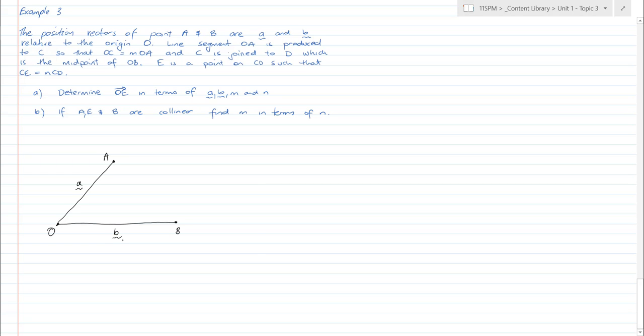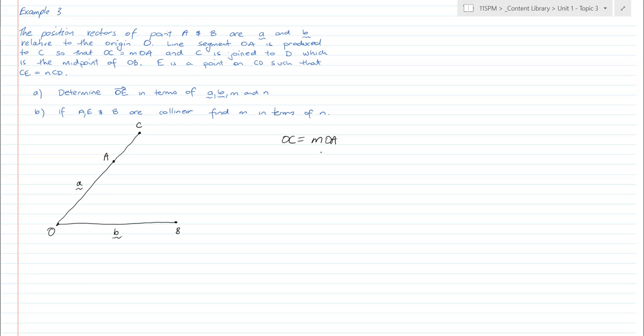Line segment OA is produced to C so that OC equals M OA. So I'm going to put C here. So when it says produced, that means it's taken further. Now, because OC equals M OA, and C is being produced, it is implied that M is greater than 1. That's something to put in the back of my mind in case I need it.